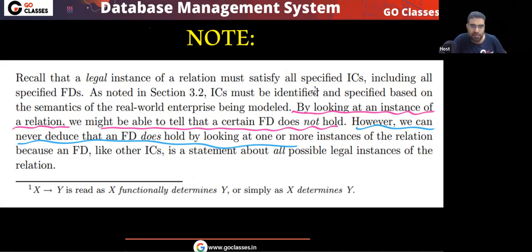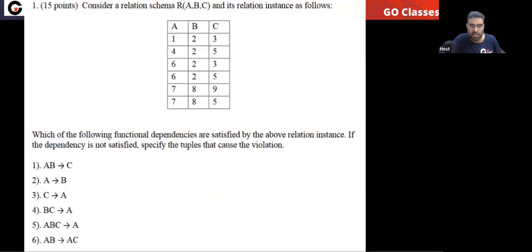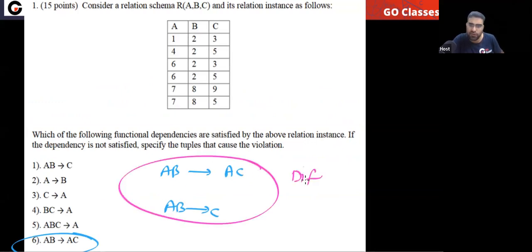A student is asking, is the last one the same as AB determining C? That I will tell you. Are they the same? No, they are not the same. They are different. But they are equivalent. They are different, but we will see that from here you can get here.